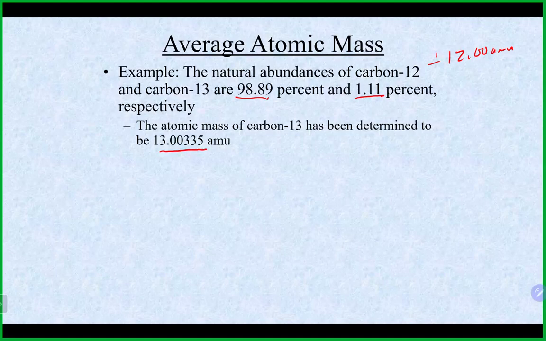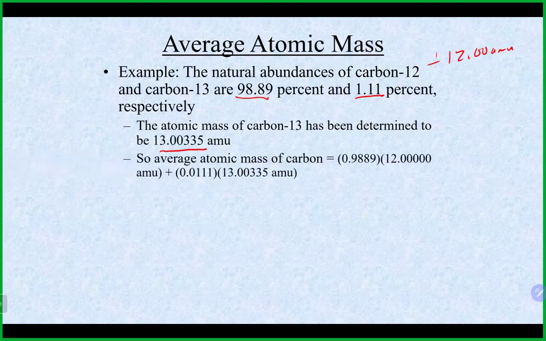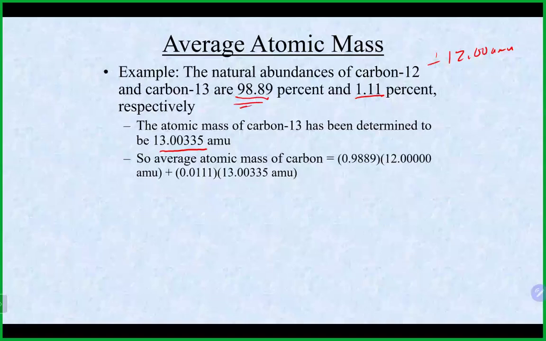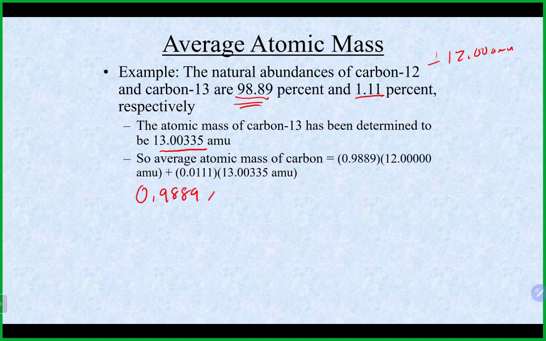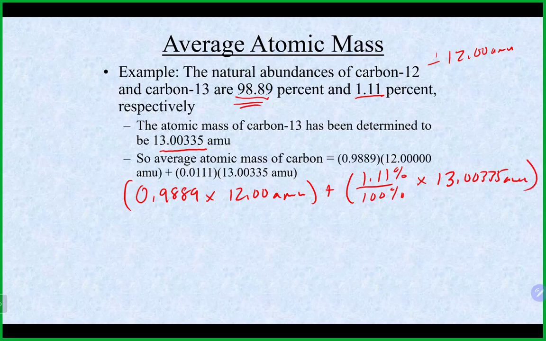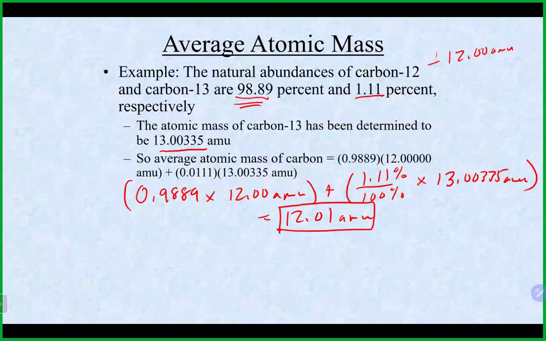So if we do the calculation we just talked about, we would take the percentage of our first isotope and convert it into a decimal, and we would times it by the atomic mass of our first isotope, which is 12 for our carbon 12. We would add it, and again, if you don't want to move the decimal, you can divide the percentages by 100 here, and it'll move the decimal place for you. Times it by 13.00335 AMU. And if we do all that together, that is where we get that 12.01 number that we see underneath carbon on the periodic table.